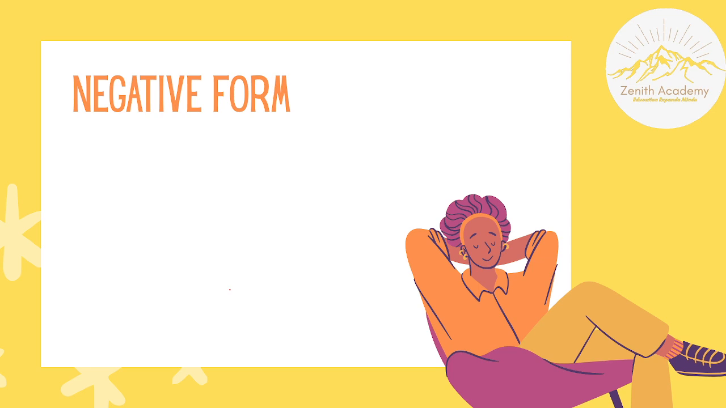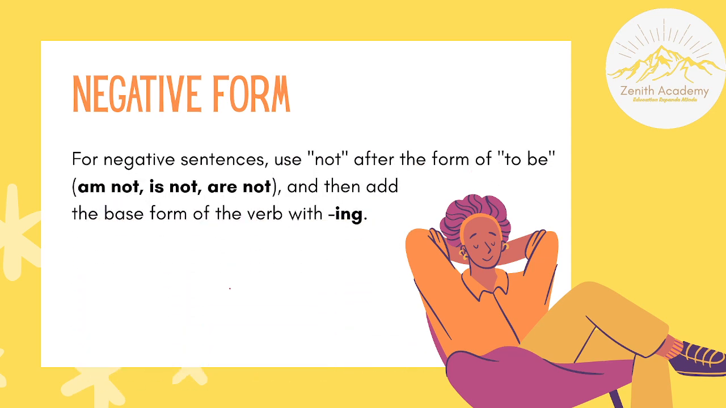Then we do the negative form. For a negative sentence, use not after the form of to be. Okay. So whatever form of to be we use, not comes after it. So am not, is not, are not. Right. So instead of is not we can use isn't as well. Are not we can use aren't. And then add the base form of the verb with ing.